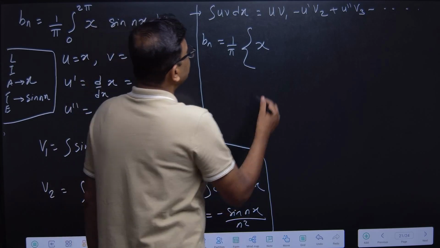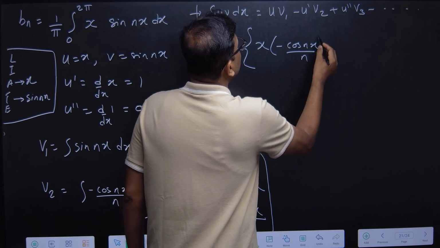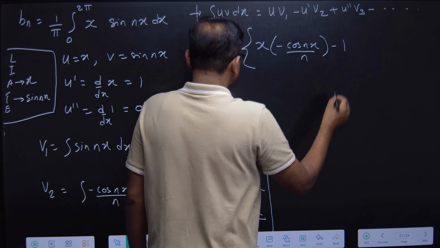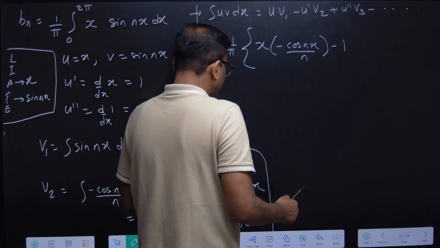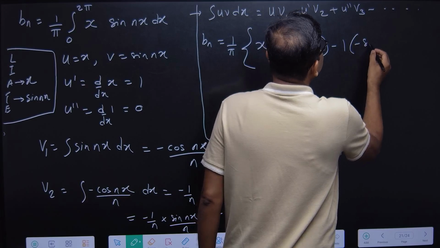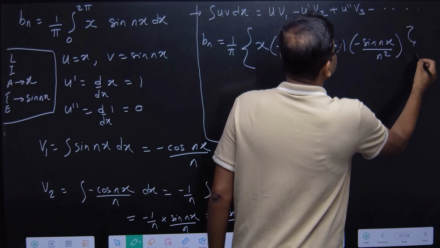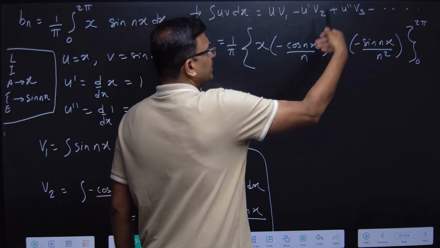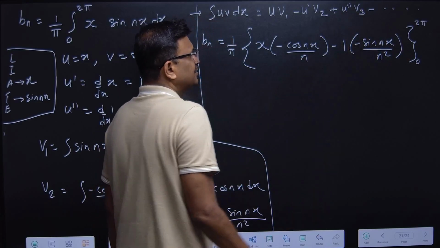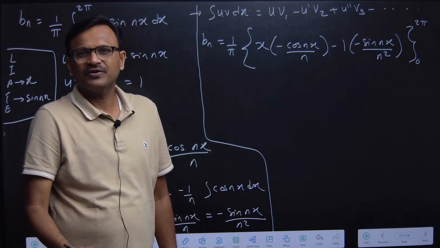v1 is minus cos nx upon n, minus u dash is 1, u dash into v2 is minus sine of nx upon n square, and this is within the limit 0 to 2 pi whole term. So u is x, u dash is 1, u double dash is 0. So this term u double dash into v3, all remaining terms become 0 because all other higher order derivatives are 0.